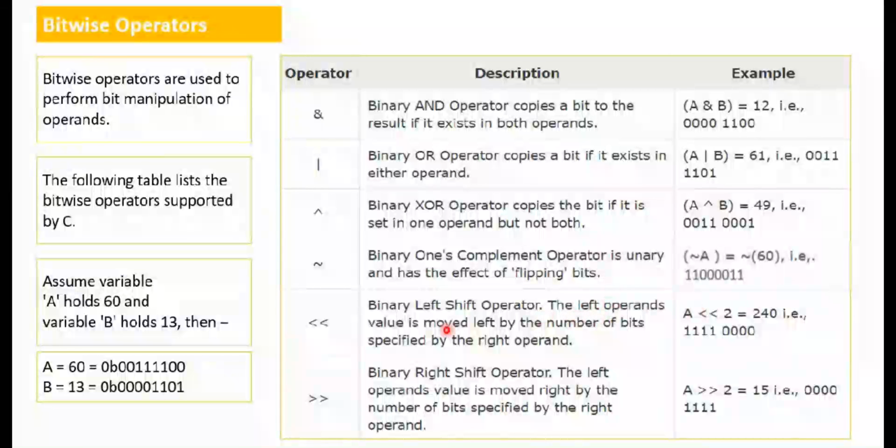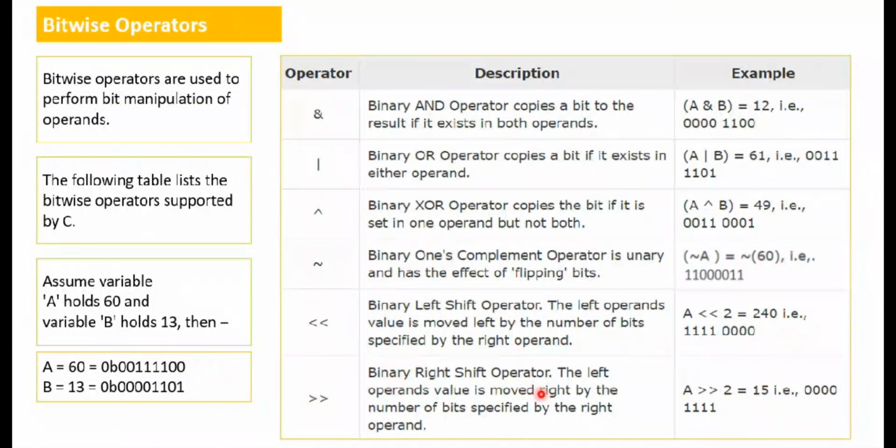Next is binary left shift operator. This operand value is moved left by the number of bits specified by the right operand. Like if I am writing A left shift 2, that means this value is shifted towards left by 2 bits. So these 0 0 will be shifted to left, discarded, and we will get 1 1 1 1 0 0 0 0, which is the value.